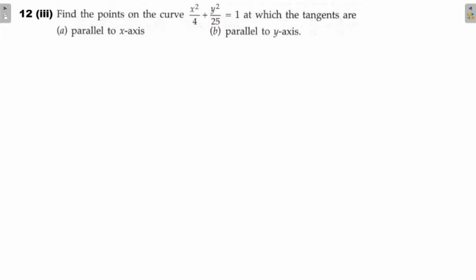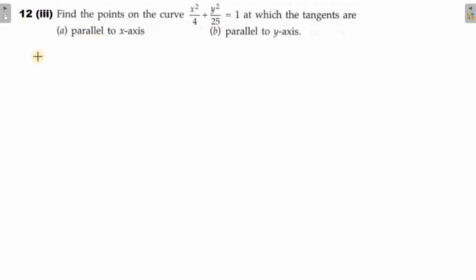Okay, let's look at this particular question. Here your question says, find the points on the curve x squared by 4 plus y squared by 25 equals 1 at which tangents are parallel to the x-axis. Okay, so tangents are parallel to the x-axis. Let's see how to do this. And the next part is tangents are parallel to the y-axis.